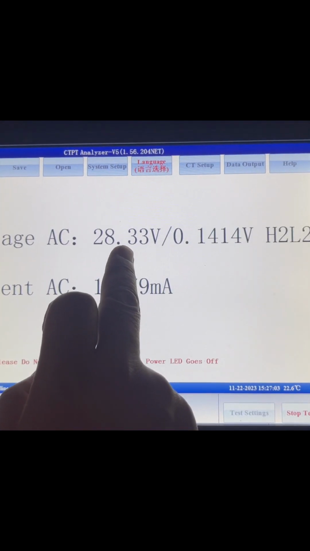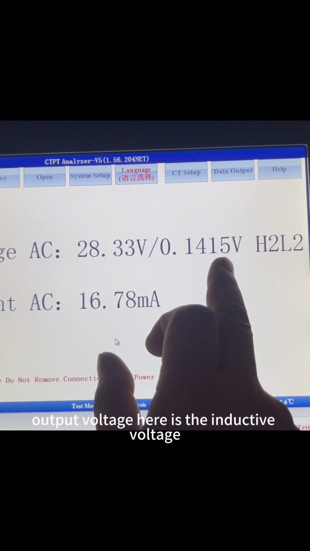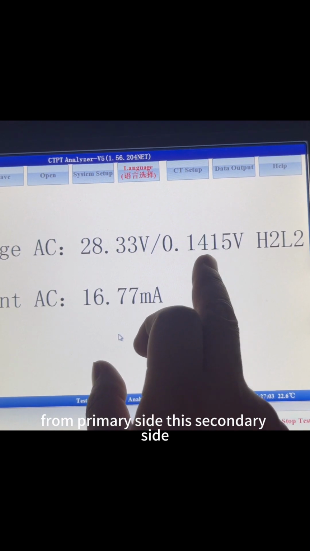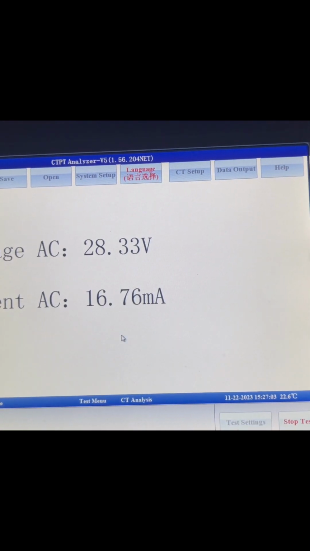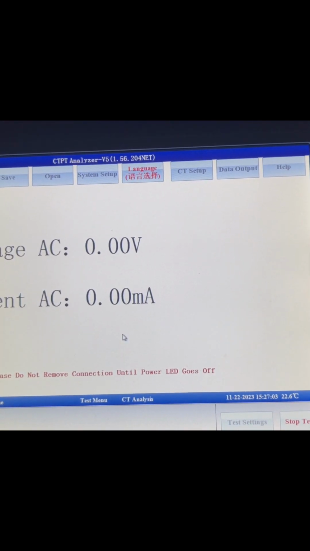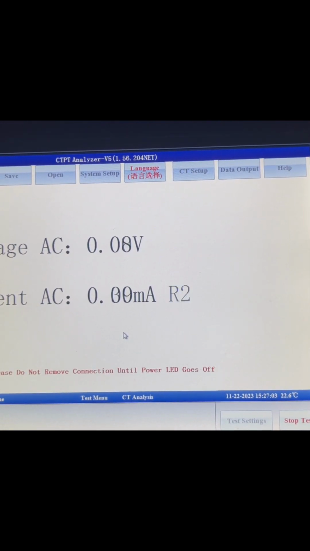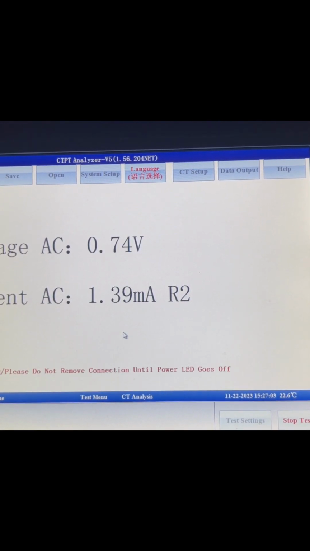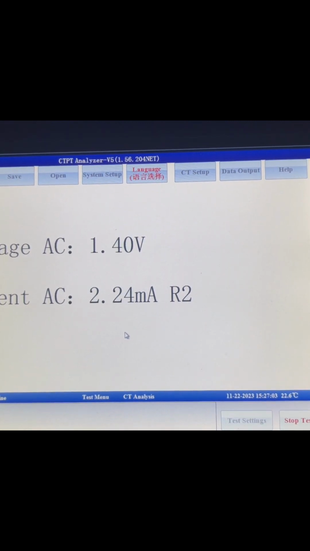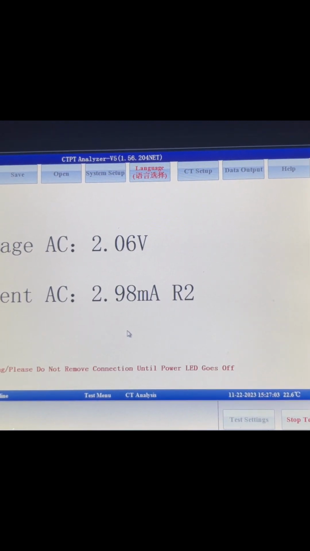Here is the power output voltage. Here is the induced voltage from the primary side. This is the secondary side. This is the electric current. And then ratio and angle measurement.